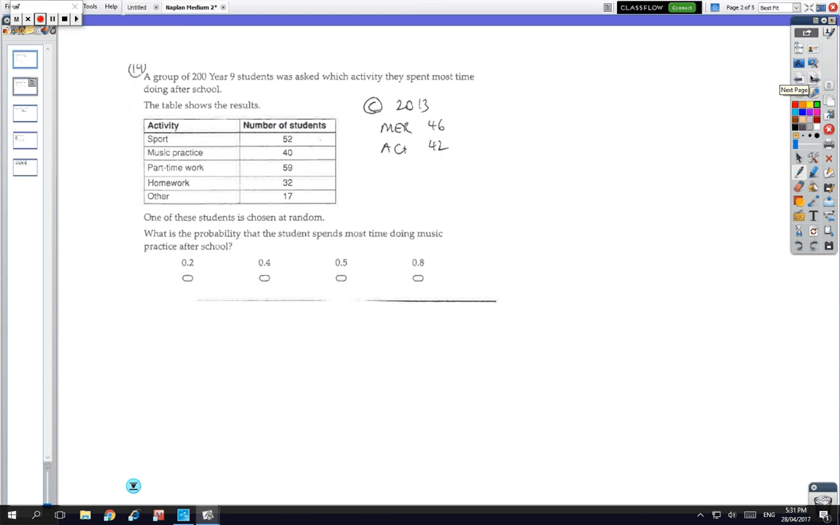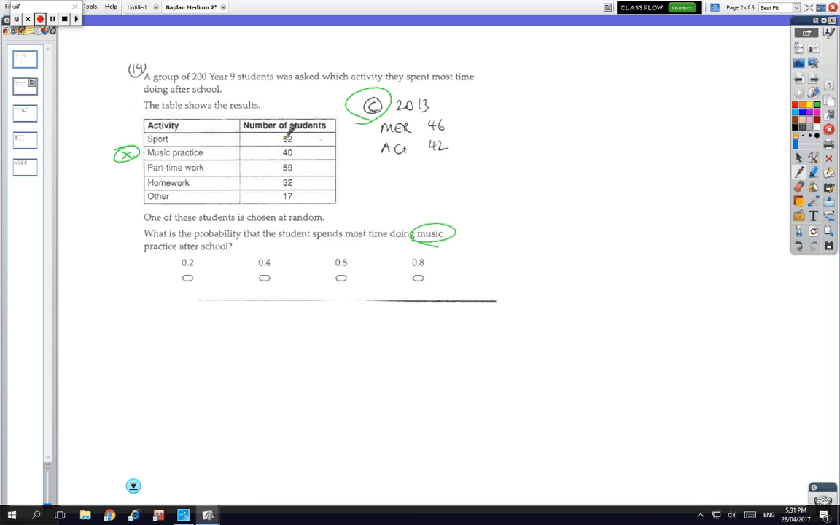Okay, again, sorry if you've already done this one, so let's have a look. You've got a group of students and what they spent most time doing, chosen at random, and we're going to do music. Okay, so we're just looking for the music kids. It's a calculator question, so this will be straightforward, so have a go. And when you're ready, come back live.